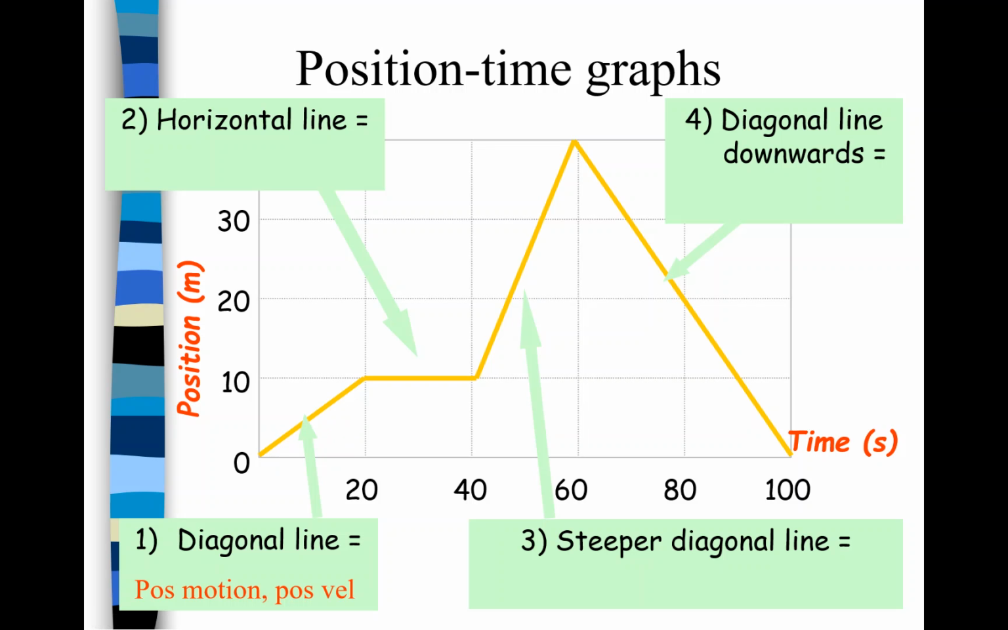Remember, it's a position time graph. The slope of the position time graph will give me the velocity. So if the slope here is positive, that means the velocity is also going to be positive.